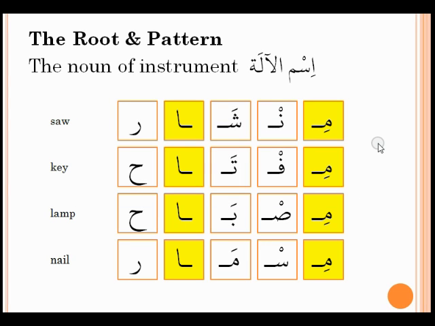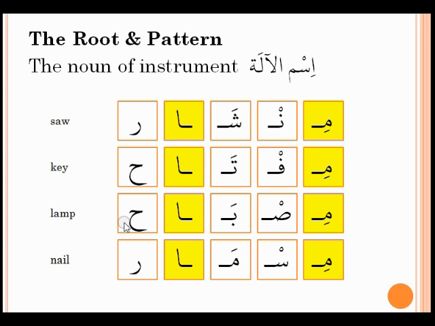Another pattern is the noun of the instrument, the tools, ism al-ala. So the pattern is slightly different. It's a mim kasra in this case, added at the beginning, and an alif right in the middle. So it's minshar for the saw, the tool, and miftah for the key. It's from the root fataha, which means to open. So miftah, this is the tool to open something, it's the key.